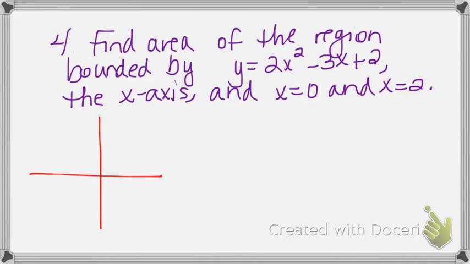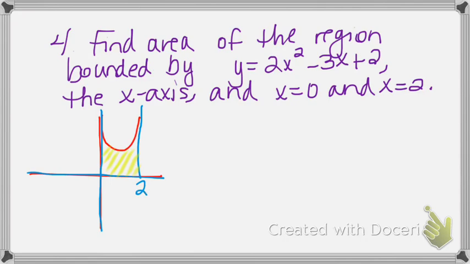And I get a graph kind of like this. Okay, so it says it wants me to use the x-axis as a bound, meaning don't go below the x-axis. It wants me to use x equals 0 as a bound, and x equals 2 as a bound. So it's asking me to find this area here.